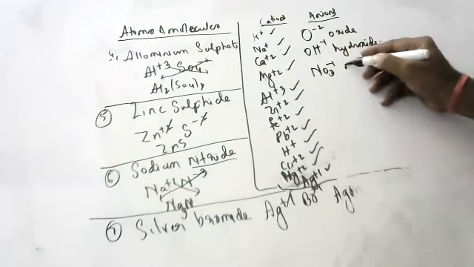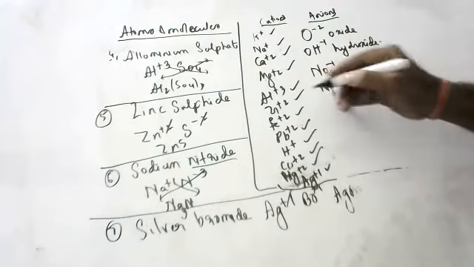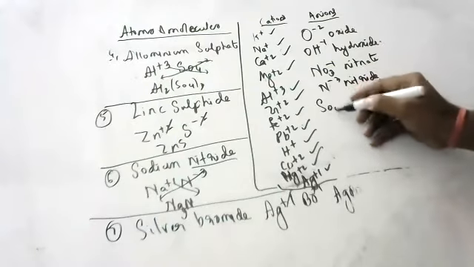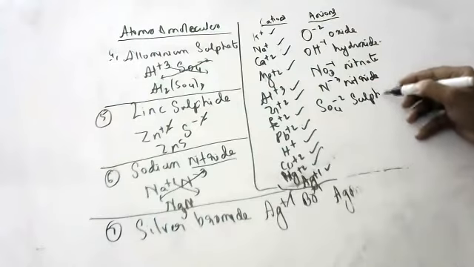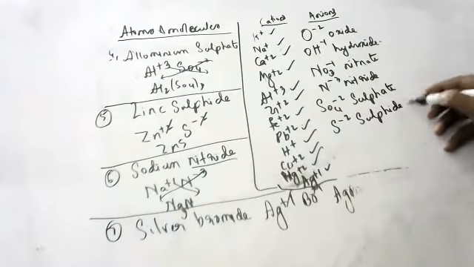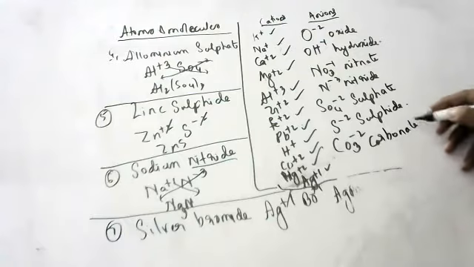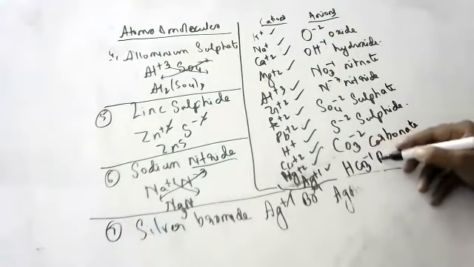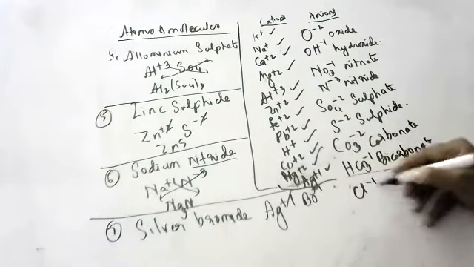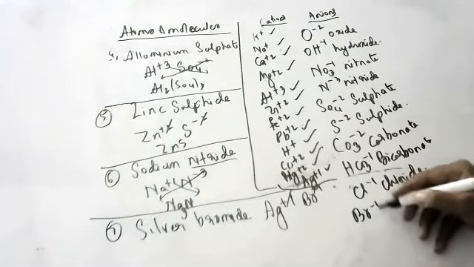NO3 minus 1, nitrate. N minus 3, nitride. SO4 minus 2, sulfate. S minus 2, sulfide. CO3 minus 2, carbonate. HCO3 minus 1, bicarbonate. Cl minus 1, chloride. Br minus 1, bromide.